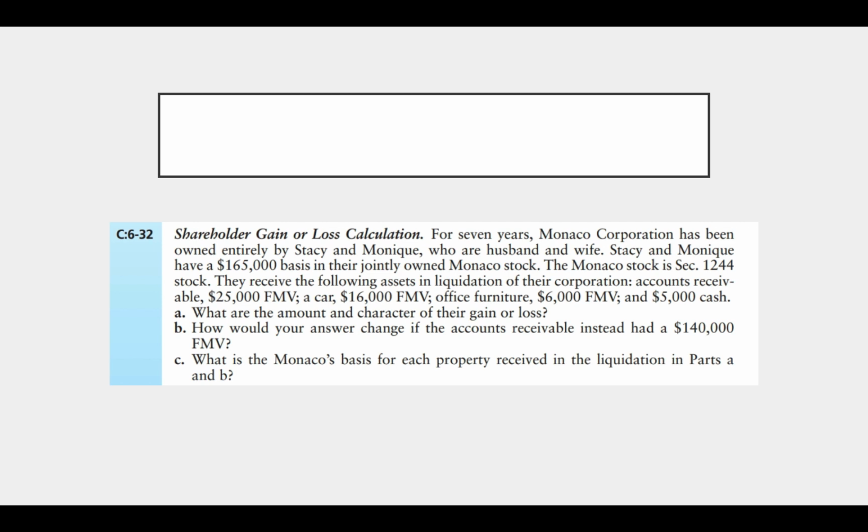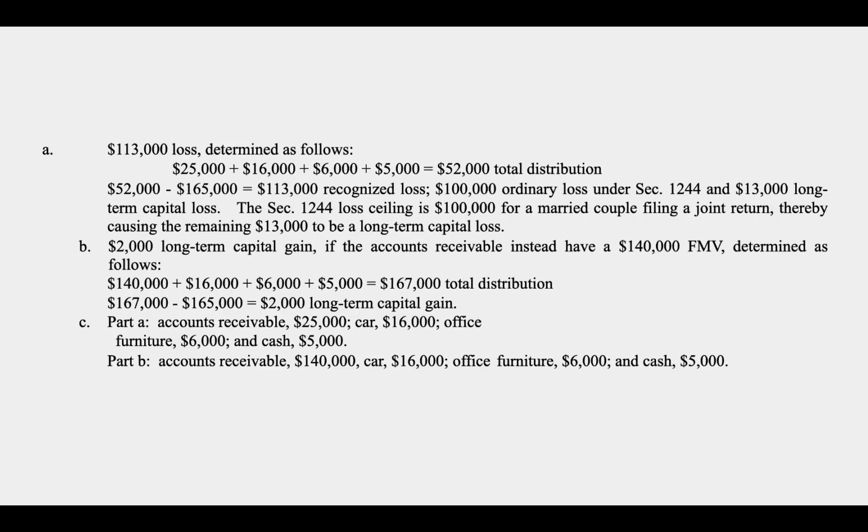Okay, so this is generally pretty simple, right? They sold stock and they sold it for cash plus these assets. We're going to value these assets at their fair market value in determining the amount received. And then we're going to subtract their adjusted basis. All right, so in part A, you can see that the amount received is the fair market value of all those assets plus $5,000 cash. So it adds up to $52,000. And then we compare that with their adjusted basis, which was $165,000.